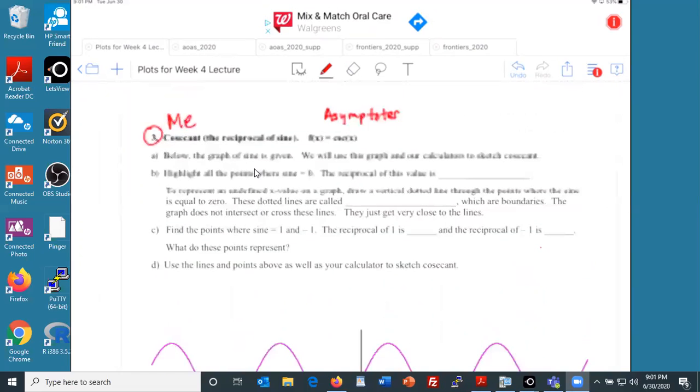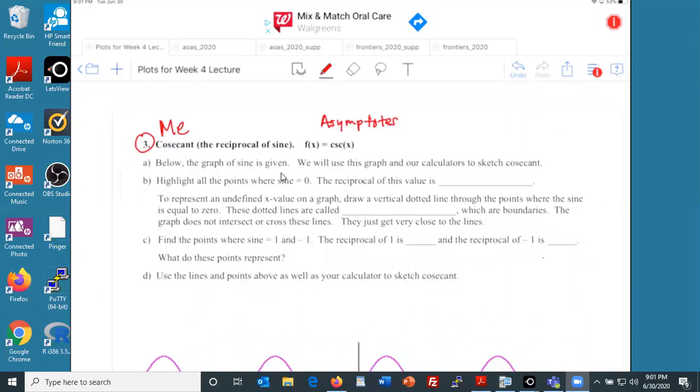All right, next sentence there. Now remember, when something equals 0, the reciprocal of this value is 1 over 0, or undefined. Because remember, the cosecant is the reciprocal of all the sine values. So we need to take the reciprocal of 0, which is undefined. So remember, to represent an undefined value on a graph, you draw a vertical dotted line through the points where the sine is equal to 0. These dotted lines are called asymptotes. And that's where the function is undefined.